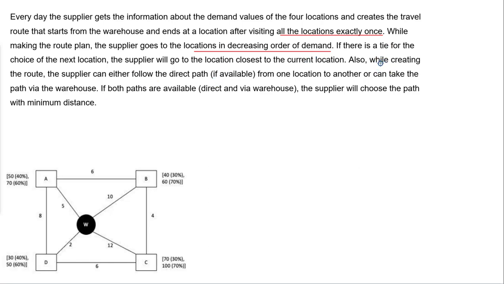Let's read this statement again. Also, while creating the route, the supplier can either follow a direct path from one location to another or can take a path via warehouse. If both paths are available, then the supplier will choose the path with the minimum distance.